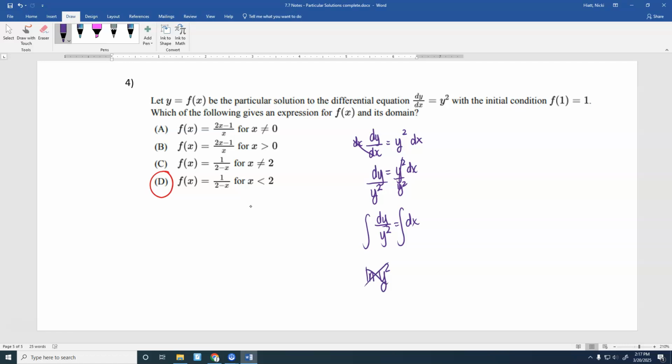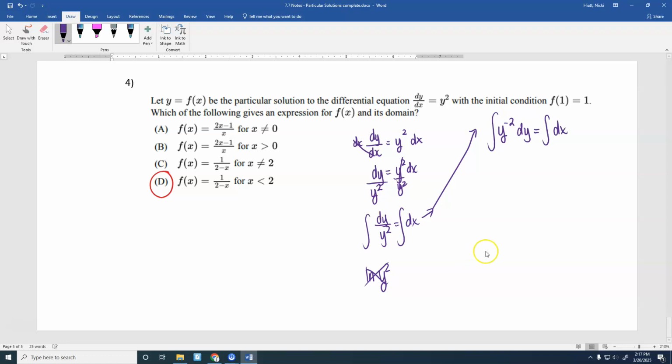So what I would do instead: it's only 1 over x or 1 over y that, when you integrate it, you get natural log. If whatever's in the bottom is raised to a power, then it's not a natural log. So I would write it this way instead. Let's put it up here. I would do y to the negative 2 power dy equals, still have our integral symbol, equals dx.